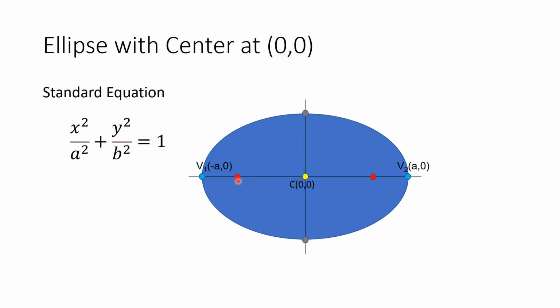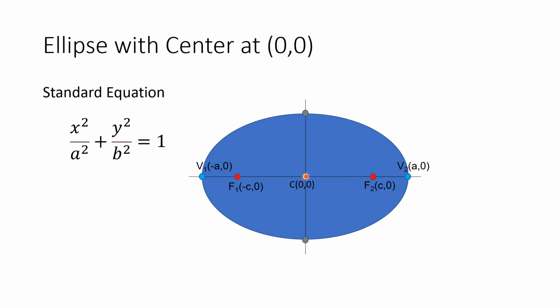We subtract c units. So that means from 0, 0, 0 minus c, that is now negative c. So for our focus number 1, focus on the left will be negative c, 0. And for the focus on the right side, we add c units to the x coordinate of our center, we will have F2, or the second focus, that is c, 0.